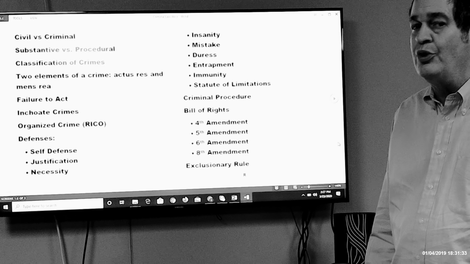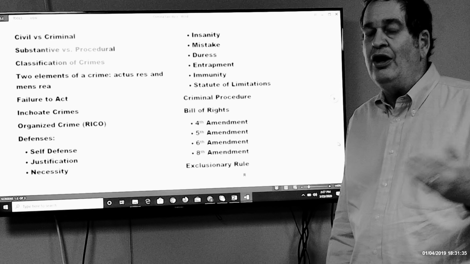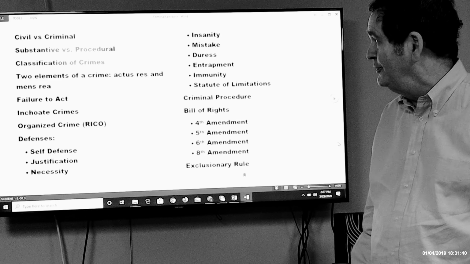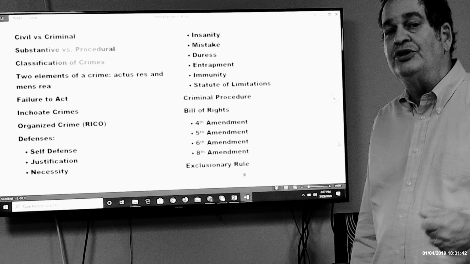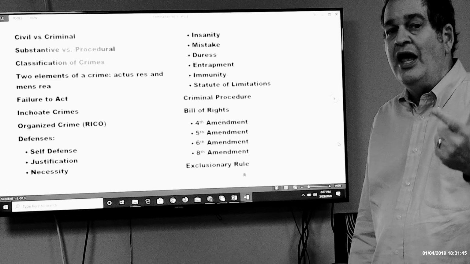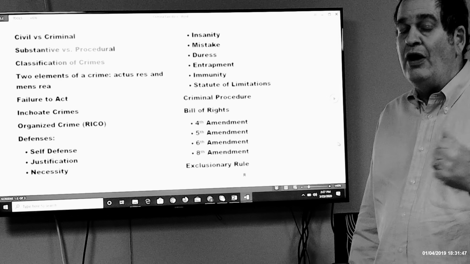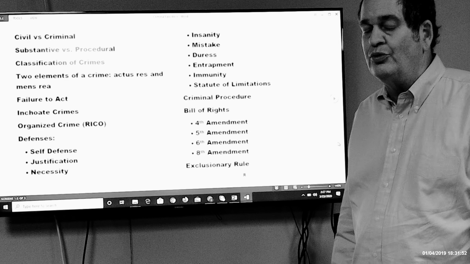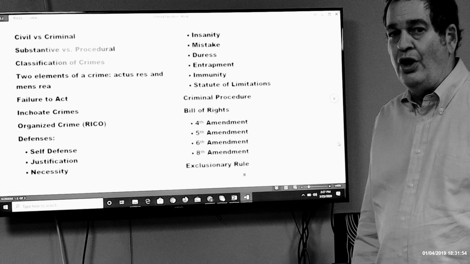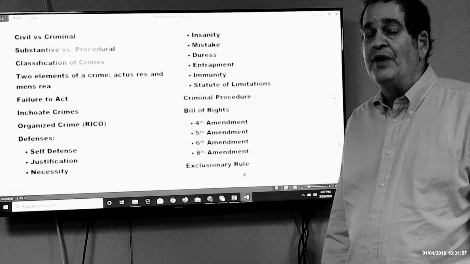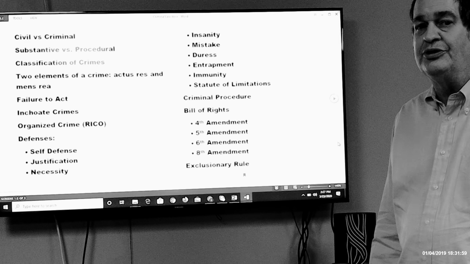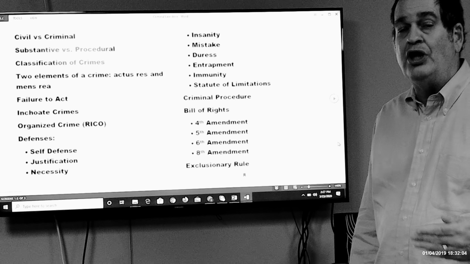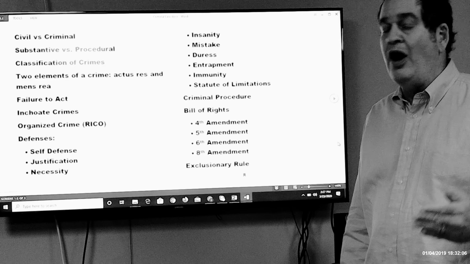Keep in mind that with regard to substantive criminal law, today all crimes are statutory. There are no common law crimes. The classification of crimes is into felonies, misdemeanors, and petty offenses. Felonies, of course, are the most serious, and you can receive incarceration of a year or more for those, as well as the death penalty. For misdemeanors, it's jail time of less than a year, and for petty offenses, it's generally a fine.